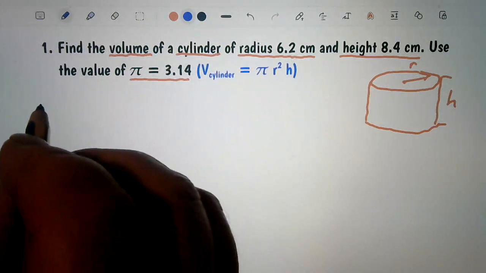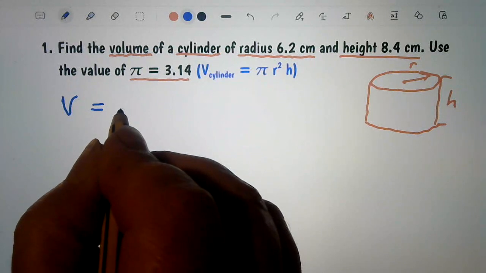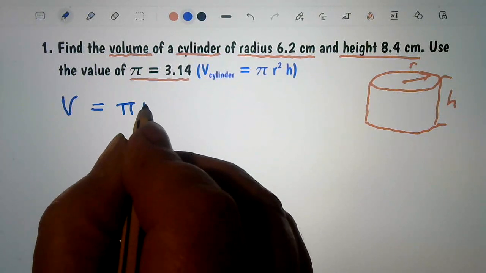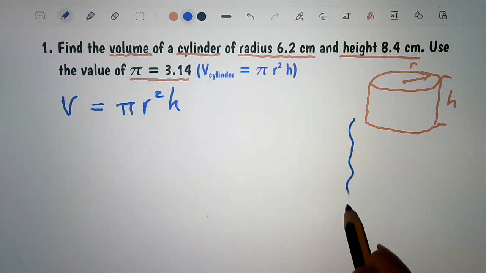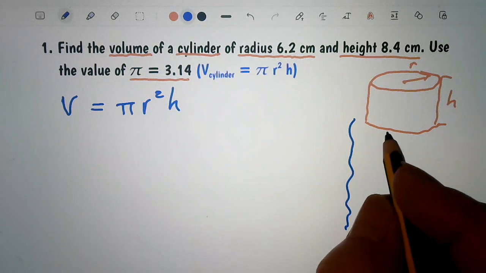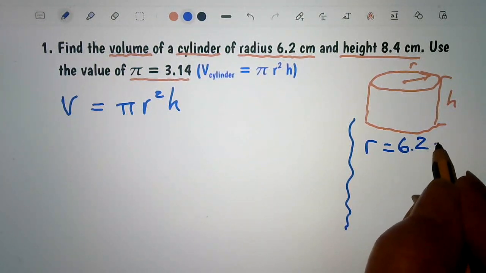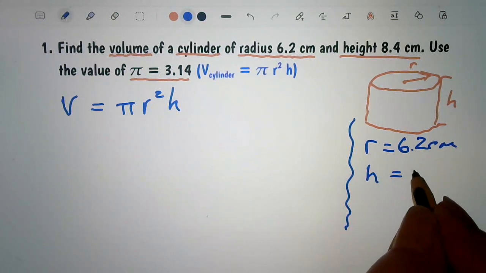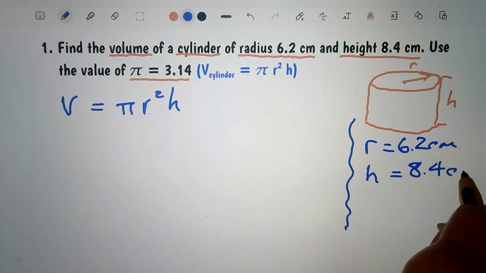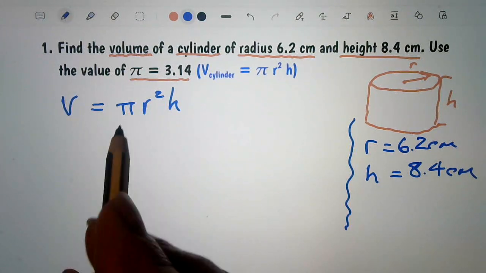So the first thing I'm going to do is write the formula V equals pi r squared h. And then over here, I'm going to write the data. I've got r equals 6.2 centimetre and h equals 8.4 centimetre. Okay, so I've got the formula, data. Now I need to put it in.